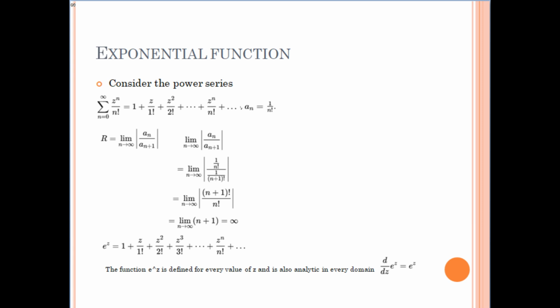Therefore, the radius of convergence for this series is infinity. Hence, the power series converges at every point in the entire complex plane. So, it is analytic.